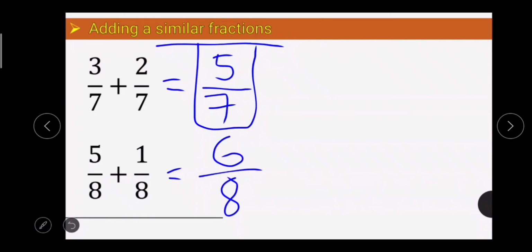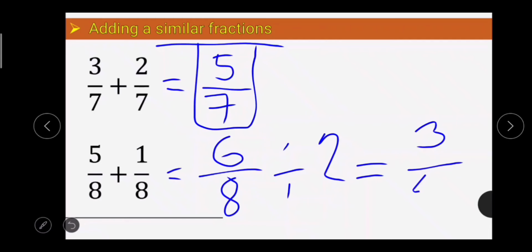So, how to simplify a fraction? Just think of a number that is common to both numerator and denominator. So we have 2. Just divide 6 divided by 2, we have 3. And then 8 divided by 2, we have 4. So we have 3 over 4.